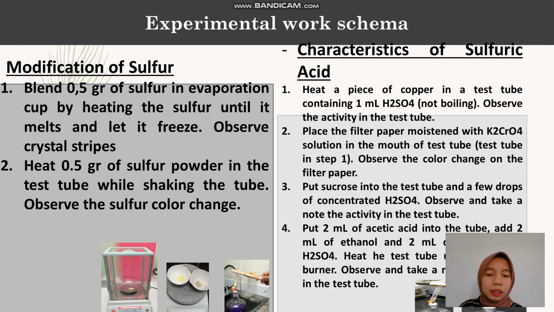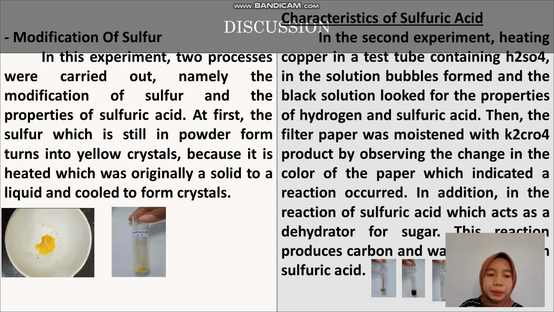Put sucrose into the test tube and a few drops of concentrated H2SO4. Observe and take a note of the activity in the test tube. Put 2 ml of acid into the tube, and 2 ml of ethanol and 2 ml H2SO4. Heat the test tube over the burner, observe and take notes in the test tube.